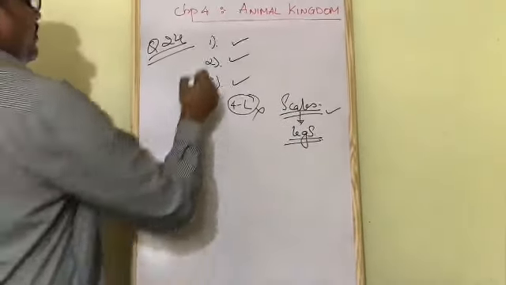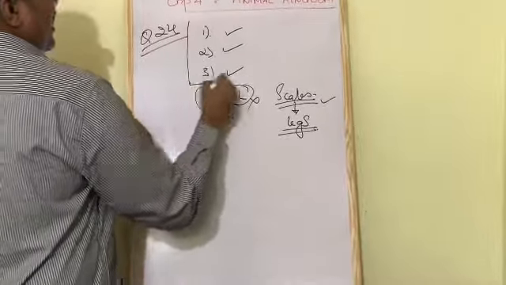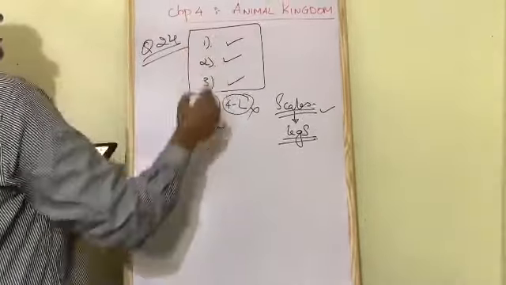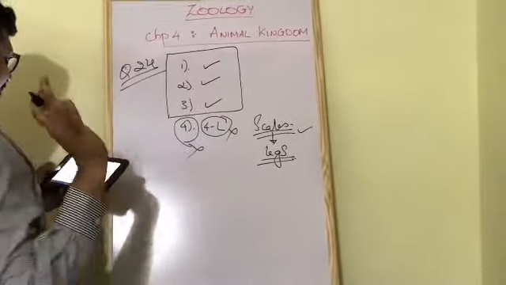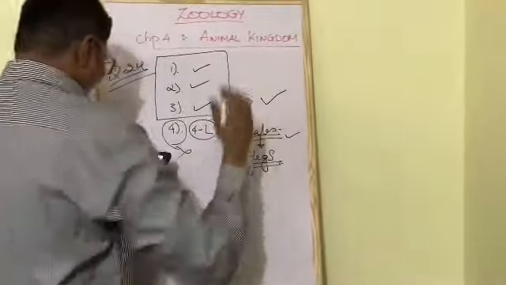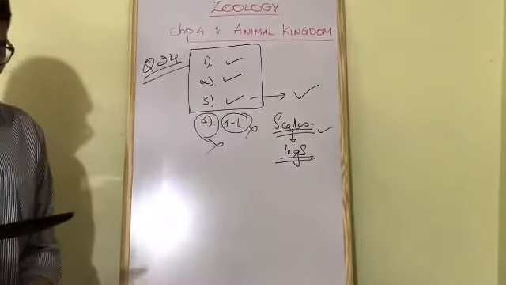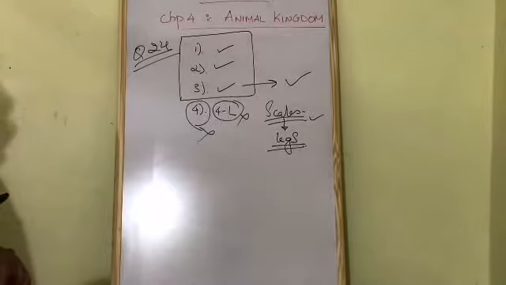So if we talk about identifying character, rule out the fourth option. Out of these three options, the most appropriate option you are supposed to select is option number 3, which says that the birds walk on two legs, bipedal, and their body is covered by feathers.